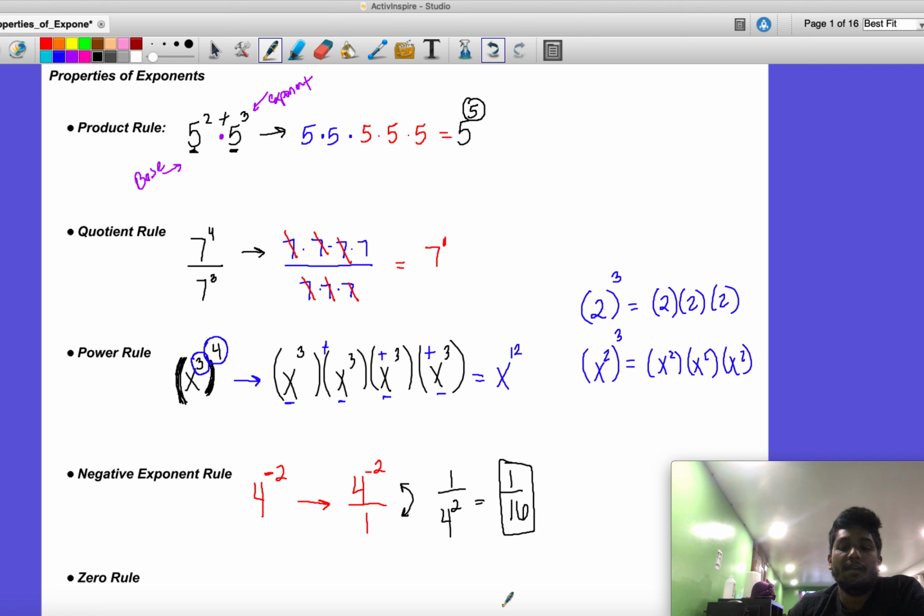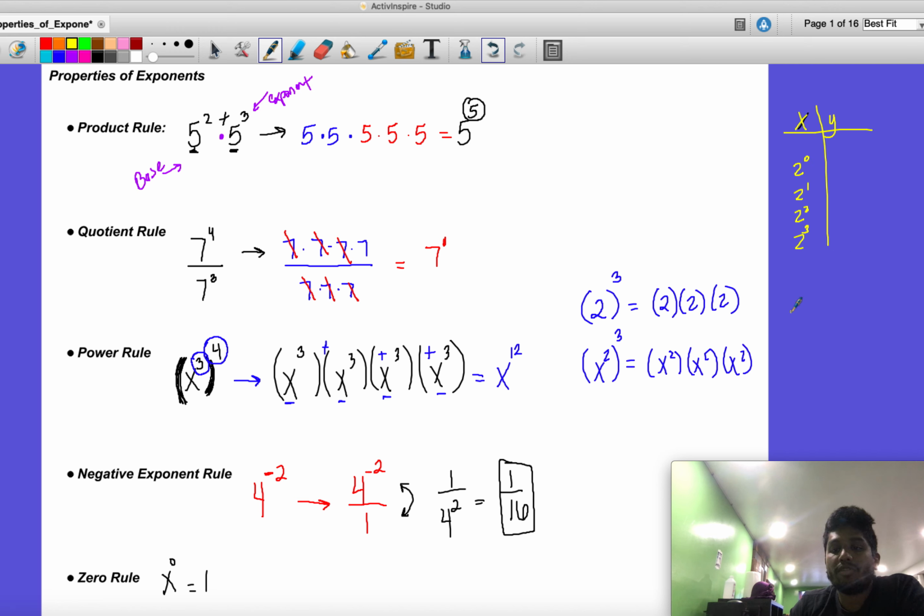All right, and then the 0 rule, this is saying that anything raised to the 0th power is 1. So like x to the 0th power would be 1. We can actually just make this on the side here. I can probably show you this as well. Let's have x and then y, and let's say we have 2 to the 3rd, 2 squared, 2 to the 1st, 2 to the 0th.